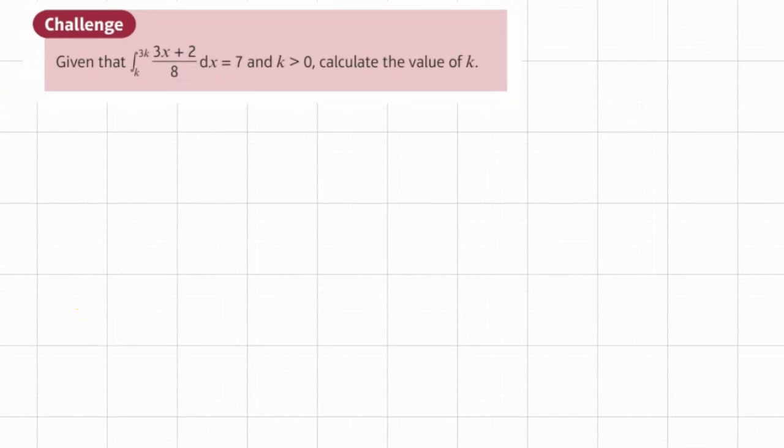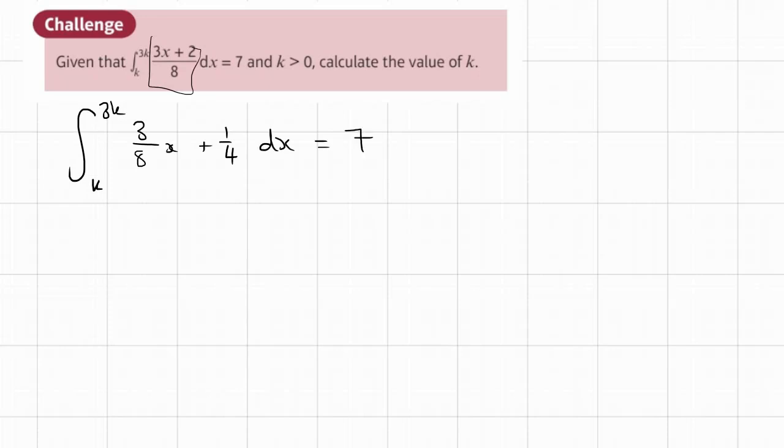This is stuff that's more like it. So, again, we're told what it equals, and we need to find the value of k. But we've got k on top and bottom this time, so it's even harder. First, I'm going to split this. So 3 over 8 x plus a quarter dx equals 7. Again, I'm going to ignore this for now, and I'm just going to work down in my steps. When I do this little arrow, it means continues on from. I like doing that, it's nice laying out of work.